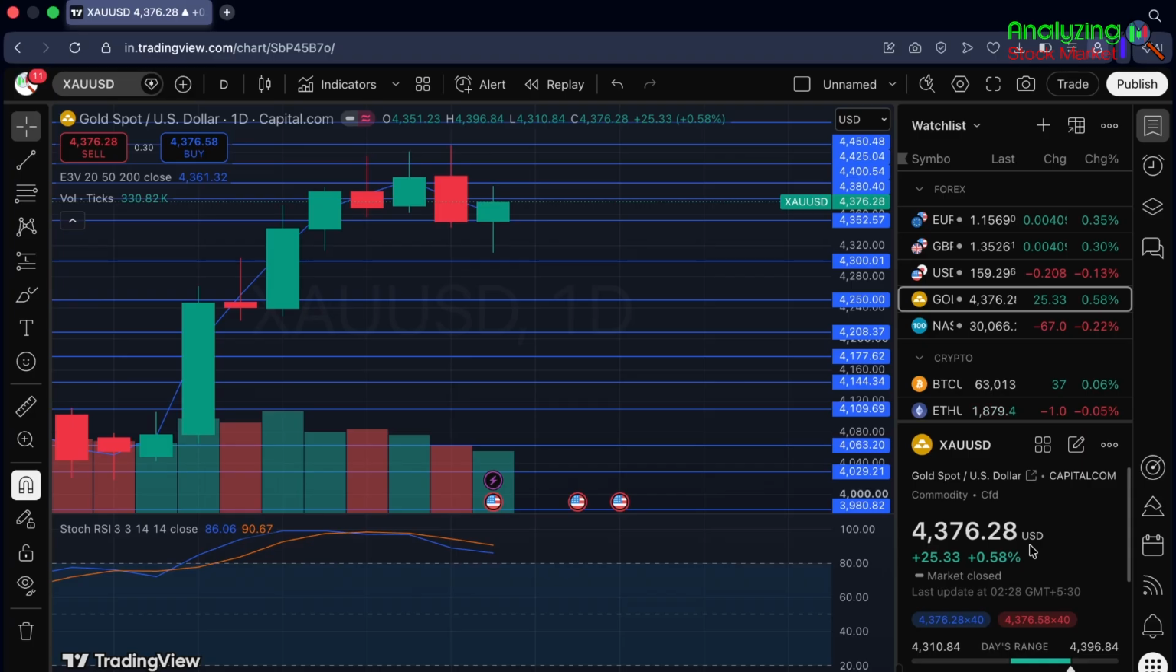I'll also be marking some important support zones and resistance zones, which will help you to take better stop loss and target levels according to your bias for this week. So do mark these levels and do watch the video carefully so that you don't miss any important topics and important levels that I'll show you in this video.